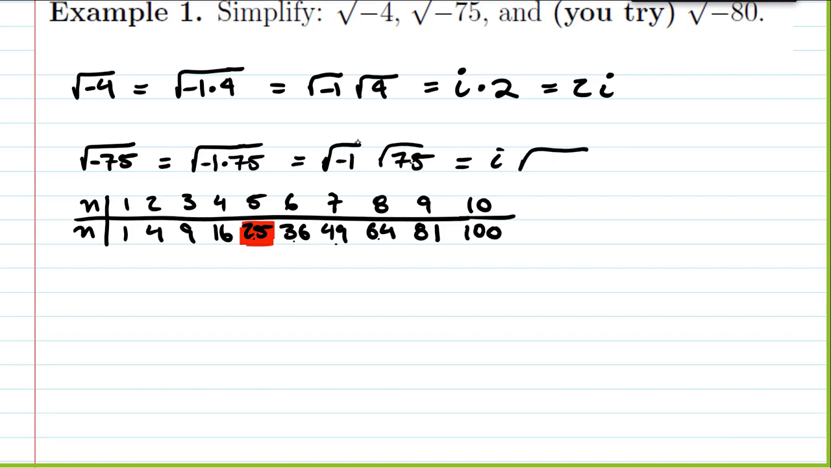So we're going to have I times, and if we rewrite that as 25 times 3, we do know the square root of 25 is 5. So then we would have our I, the square root of 25 is 5, and then the 3 would still be stuck inside the radical. So at the end of the day, we would have 5 square roots of 3 times I. So that would be our solution to that problem. All right.